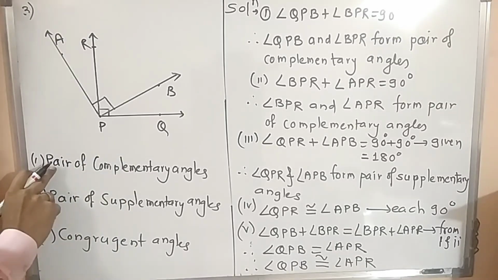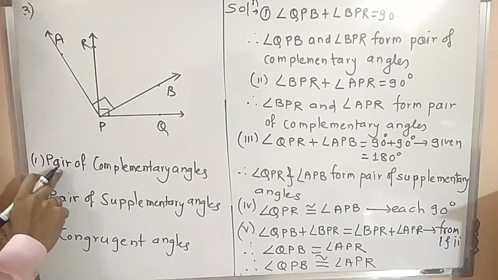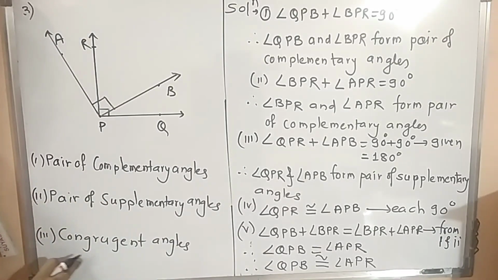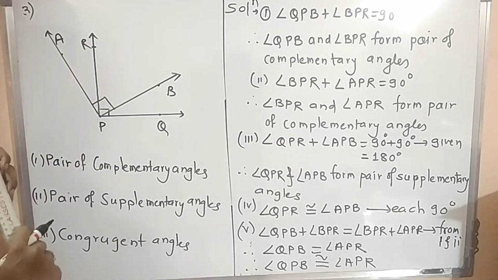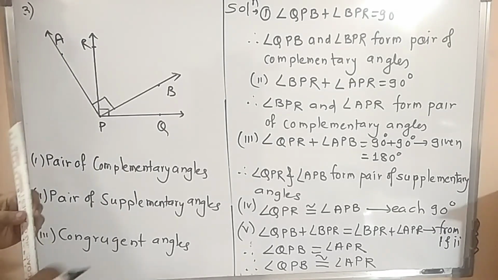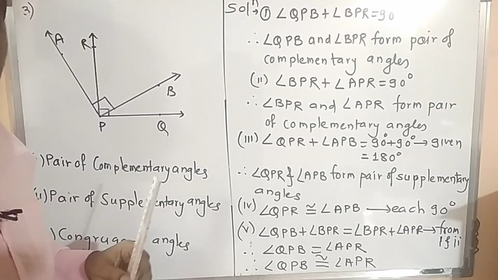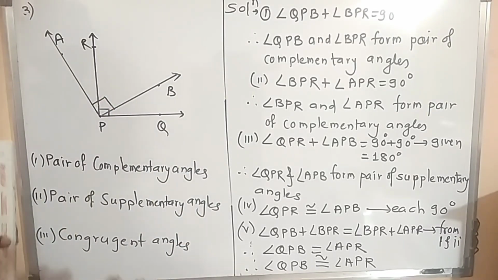Now what do I have to write? I have to write a pair of complementary angles, a pair of supplementary angles, and congruent angles. First one, complementary angles. What do we mean by complementary angles? When the sum of measures of two angles is 90 degrees, the angles are called complementary angles.